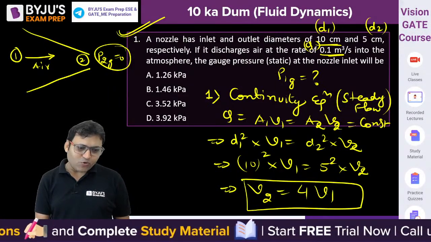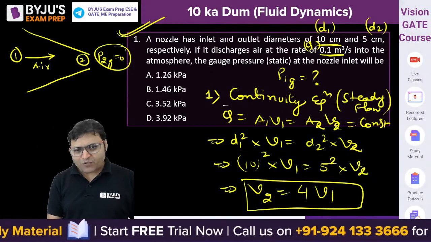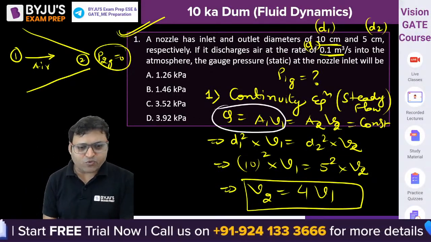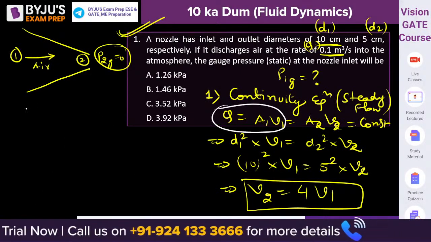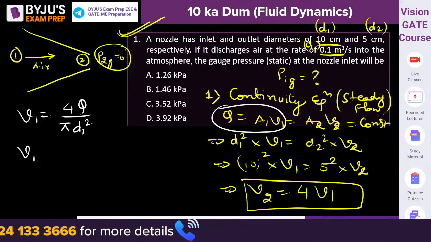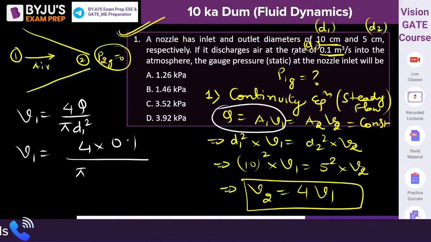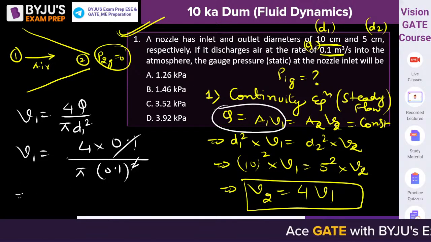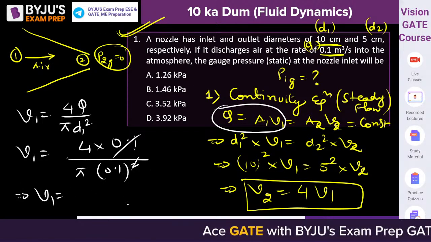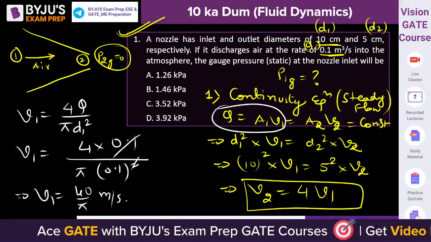And how to find out V1? Can we find out V1 from this expression only? V1 is equal to 4Q by pi D1 square. What is the value of V1? 4 into 0.1, take care of the unit, pi into diameter is given in centimeter, so 0.1 whole square. So 0.1 getting cancelled out. Then what is the value of V1? That is 4 by 0.1 pi or 40 by pi. 40 by pi meter per second. What is the value of V1?